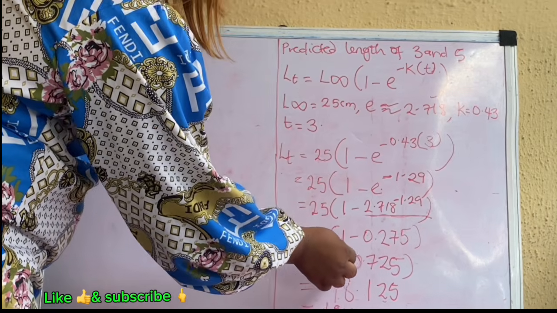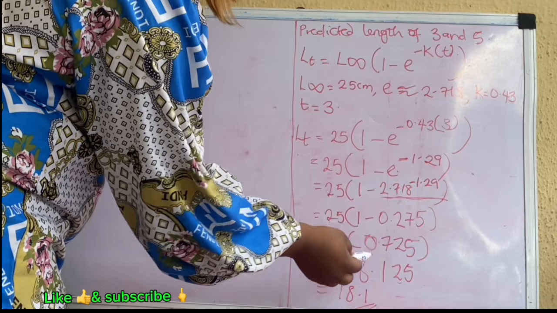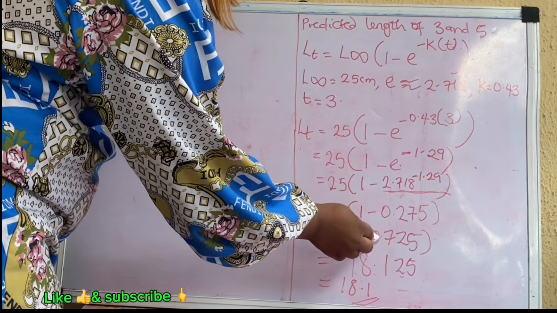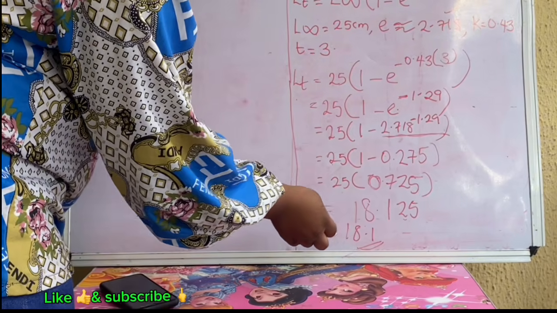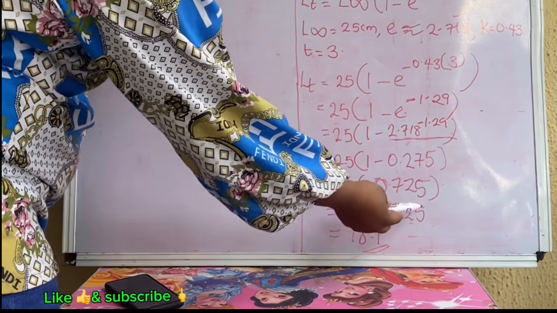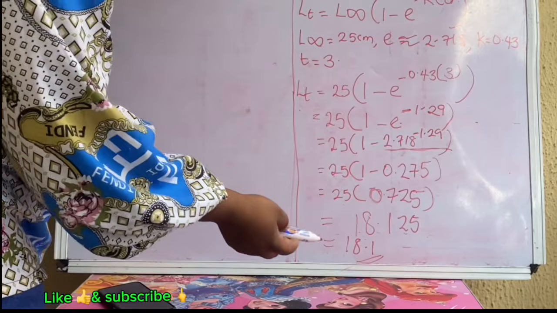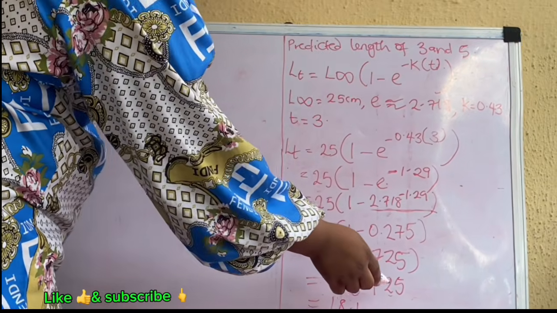Let's see. So 1 minus 0.725, you have 0.725, 8.25, or 18.125, or 18.1. You cannot approximate now, so it's still 18.1. So that is to say that the predicted length of 3 and 5 is 18.1.